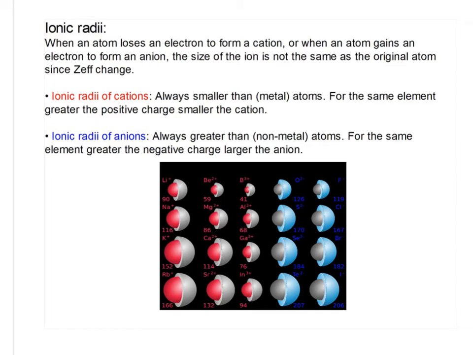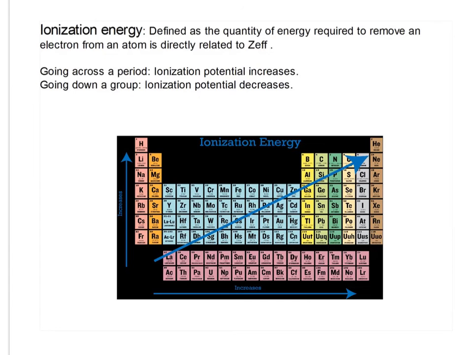Ionic radii. When an atom loses an electron, it forms a cation. Cations are always smaller than their neutral atoms. Anions gain electrons, and so they become bigger than their neutral atoms.